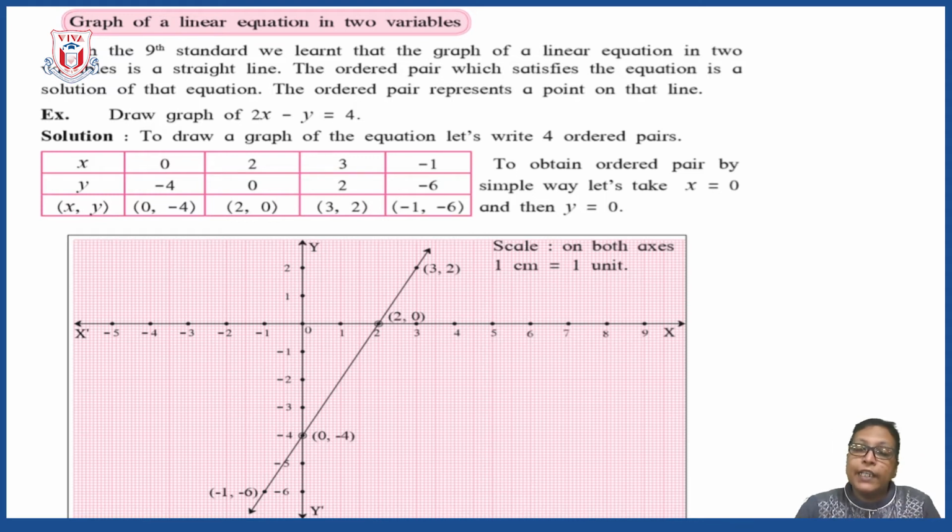So what we find is these points are collinear. That means a line passes through all these 4 points. That means the graph of these equations in two variables is always a straight line, and that is why these equations are called linear equations. So the graph of linear equations in two variables is always a line. You have to keep this in mind.